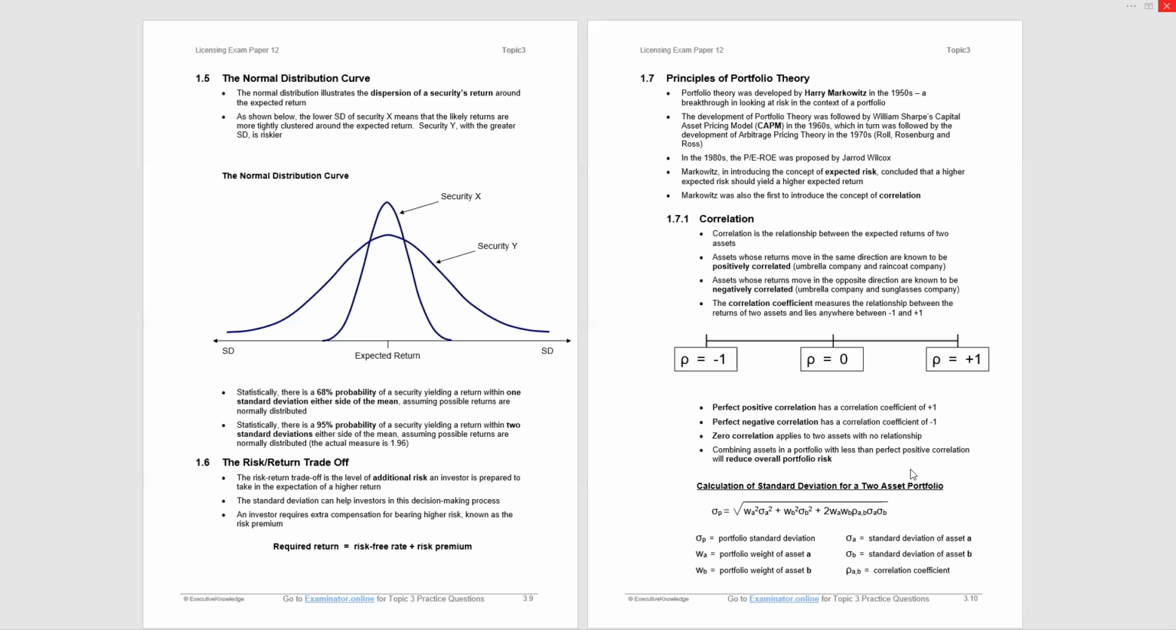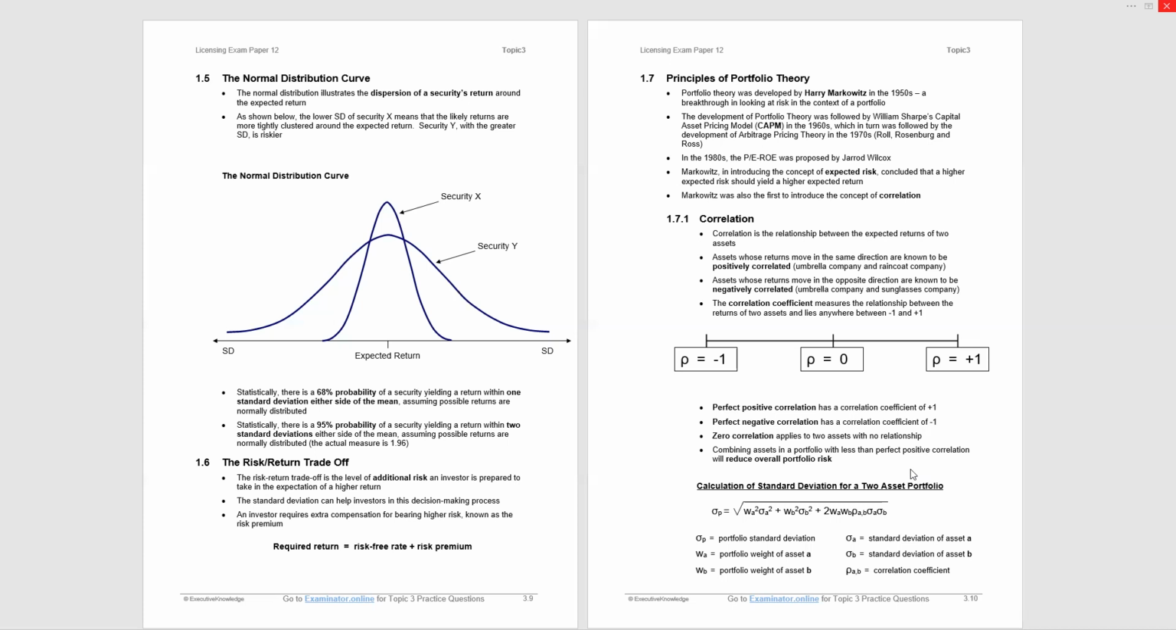And I'm just going to look at the points that are presented. Portfolio theory was developed by Harry Markowitz. Now, Harry Markowitz was an engineer, a chemical engineer, I believe, in the 1950s. It was a breakthrough in looking at risk with regard to portfolio of investments.